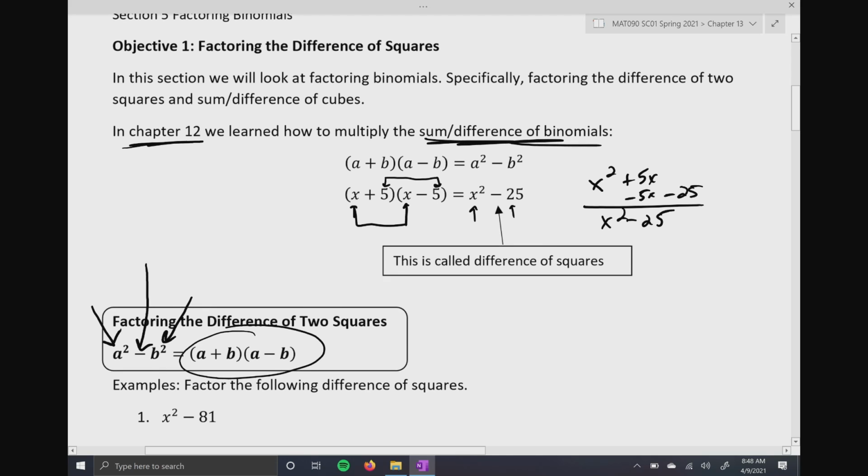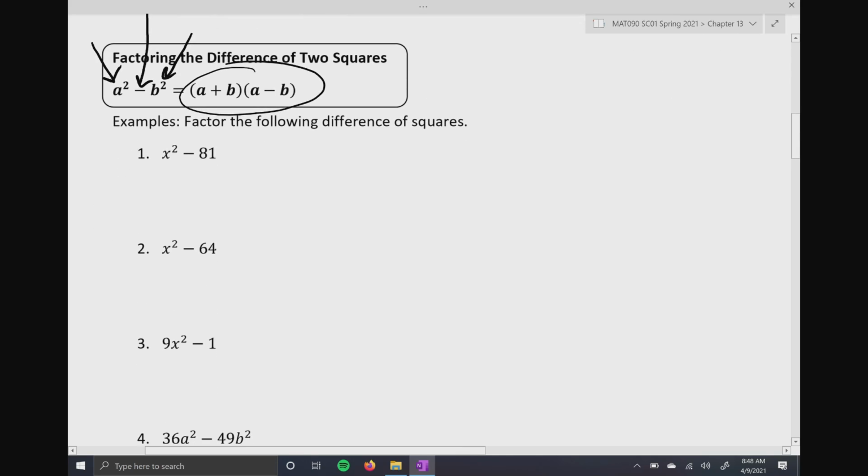Let me show you how easy this is with the very first example. The very first example is x squared minus 81. I have 2 terms. I have a minus sign in between. X squared is a perfect square. The only question I need to ask myself is, what squared equals 81? And that's 9 squared. So this is going to equal x plus 9 and x minus 9. That's it. That is as hard as it gets.